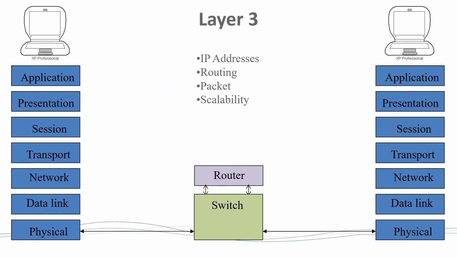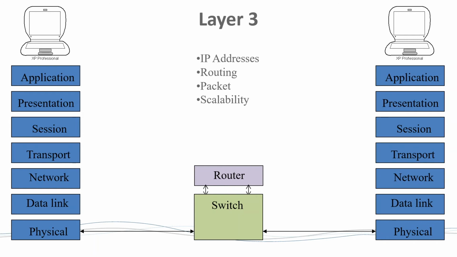All right, layer 3. Let me check my time. Okay, I got lots of time. That's good. Layer 3 is where, in layer 2, we made a network, right? We made a network. We got stuff to talk together, right?